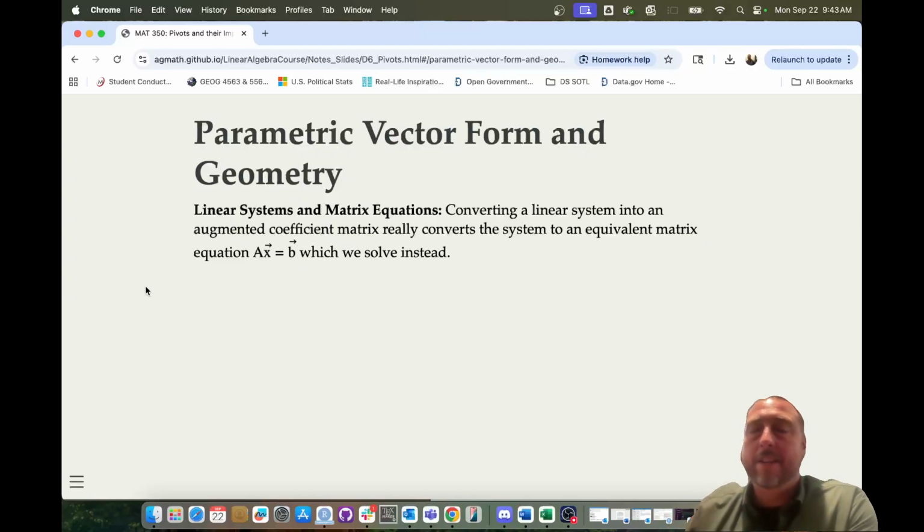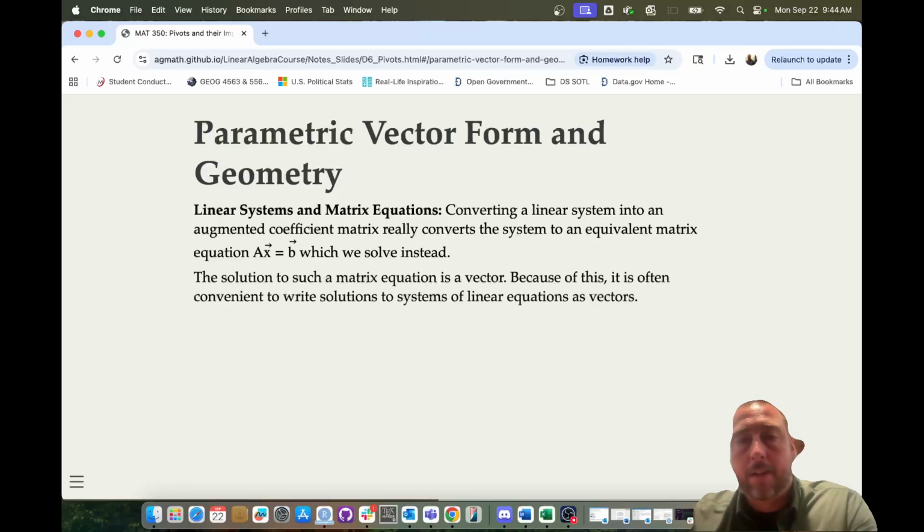We're going to see in linear algebra that lots of different forms of equations in different environments can be made equivalent to one another. So we've seen that we can convert a linear system into an augmented coefficient matrix, but that really converts the linear system into a matrix equation like this one, where I've got a matrix A times a vector x is equal to some new vector b, which we're going to solve instead. And that's actually what we've been doing by row reducing the augmented coefficient matrix.